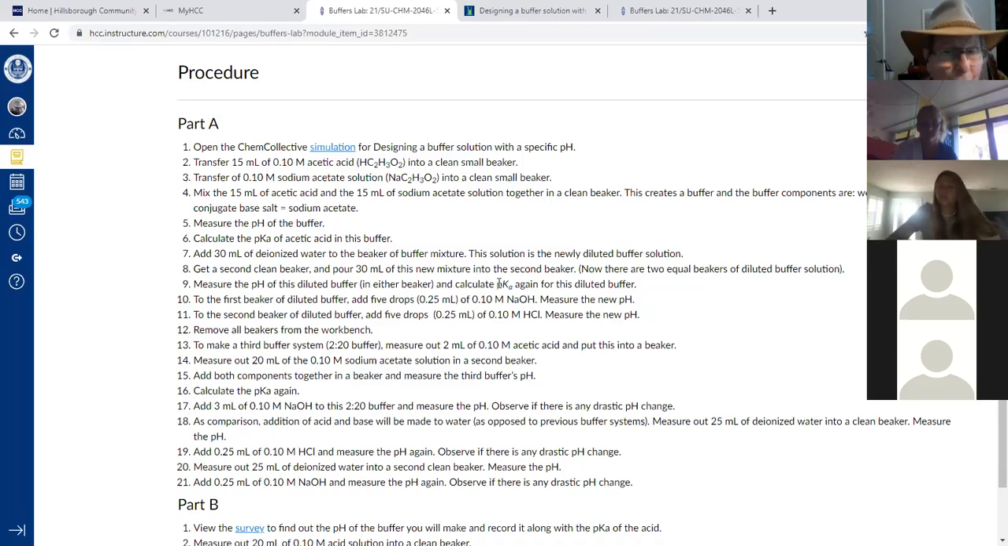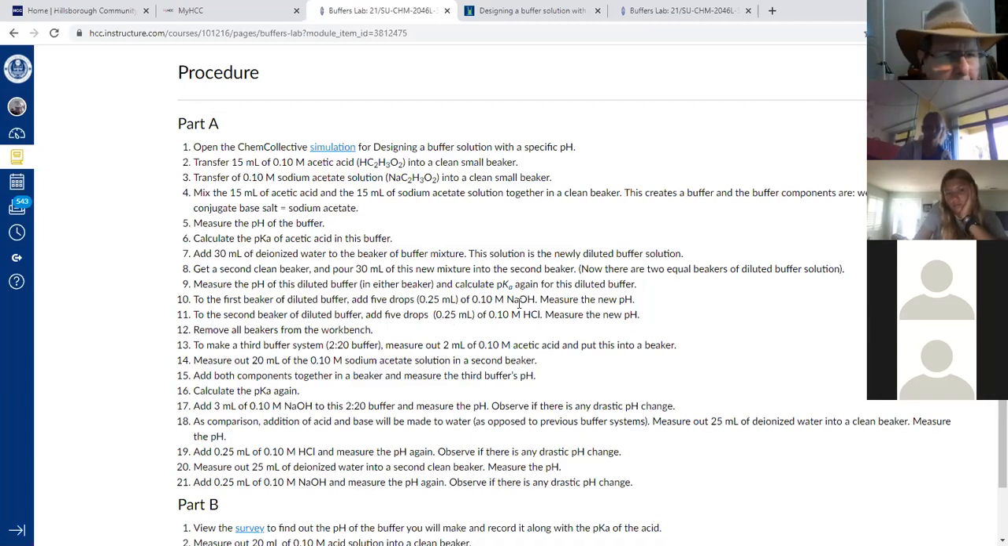Okay. So they want you to do that just to prove that diluting the buffer doesn't affect the pKa. All right, you're going to separate. You have 60 milliliters. You're going to separate that into 2 beakers. To the first beaker, you're going to add 5 drops. Again, 0.25 milliliters. You're going to have to go to the precise, the sig fig measurement to get it exactly. So you're going to take 0.25 milliliters of 0.1 molar NaOH. You're going to add that to the first beaker, measure the pH.